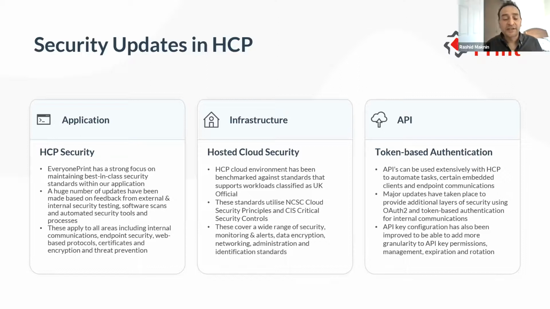And the other thing that we've really made some big changes on around the beginning of this year, January time, was adding additional security to our APIs. So the APIs that we have, the public API, can be used extensively with HCP to automate tasks, to do things like mass import or update of users. They're used in communications between certain endpoints, certain embedded clients. And they were pretty secure, but what we've done is we've started to add additional layers of security using some OAuth 2 and token-based authentication for internal communications.